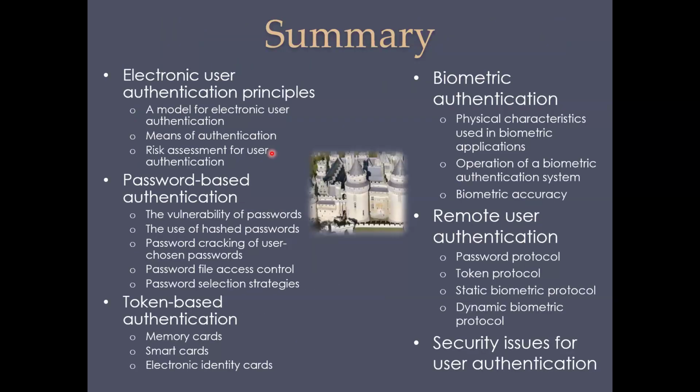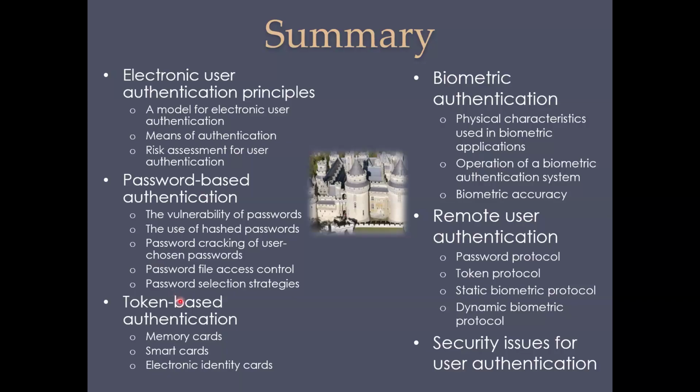So this is the summary of chapter 3. We talked about electronic user authentication. We talked about the architecture model of how users gain credentials. We talked about means of authentication. We talked about how we can assess user authentication based on levels and different ranges. We talked about password-based authentication: what passwords are, vulnerabilities of passwords, types of password attacks, how passwords are stored in given systems, the idea of hashing and salts being stored with passwords, and we demonstrated how that happens with password attacks.